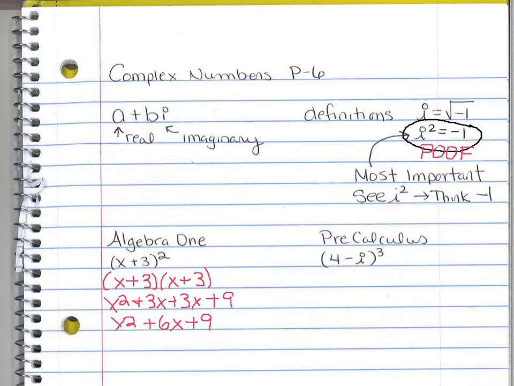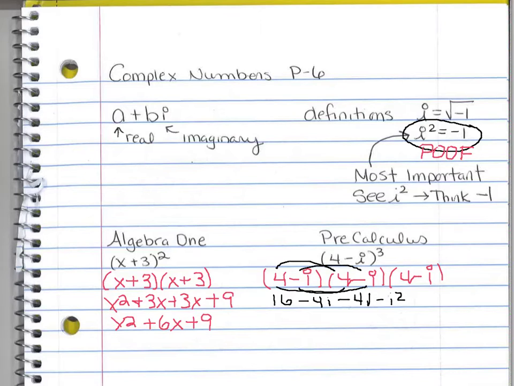If you were to do a similar problem in pre-calculus, you'd actually have a lot more work to do. Notice I have it cubed instead of squared. This is going to be 4 minus i times 4 minus i times 4 minus i. In the first step, we're going to FOIL. 4 times 4 is 16, negative 4i, negative 4i again for the outside, and negative i squared for the last, and then you need to take out the magic wand, poof, that becomes negative 1, minus a negative 1 becomes positive 1, so you end up with 17 minus 8i.